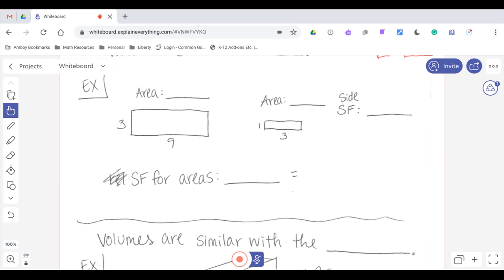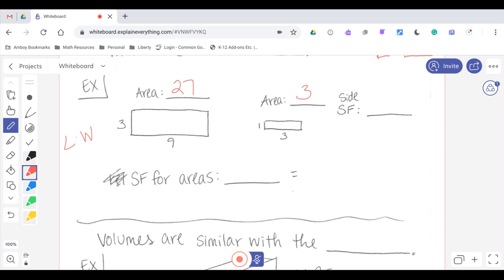So I have these two rectangles. And first thing is they asked me for the area. So remember, area of a rectangle is just length times width. So my first one, 3 times 9 is 27. And my small one, 1 times 3 is 3.